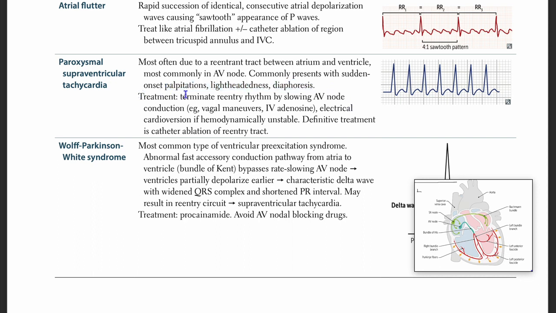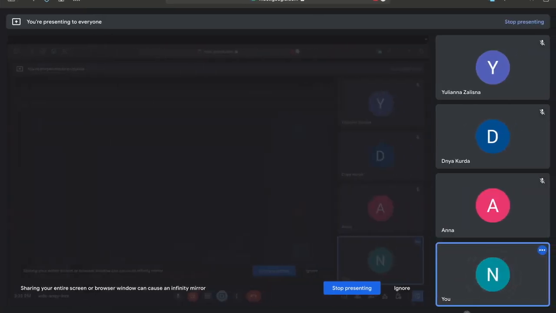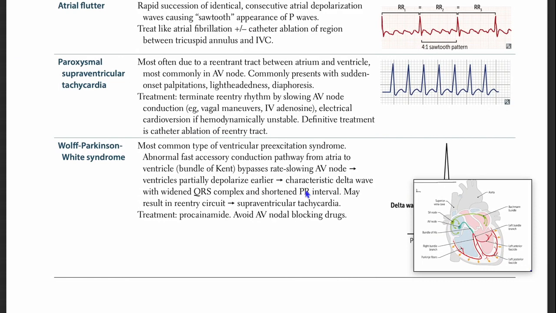Okay. Treatment: terminate the re-entry rhythm by slowing AV node conduction, for example, vagal maneuvers, right? It's called a vagal maneuver, but it's actually you doing the carotid sinus thing. Or you can give IV adenosine. Electrical cardioversion if hemodynamically unstable. Definitive treatment is catheter ablation of the re-entry tract.